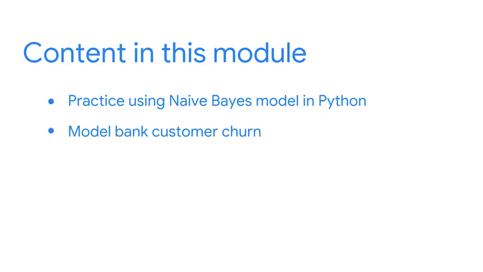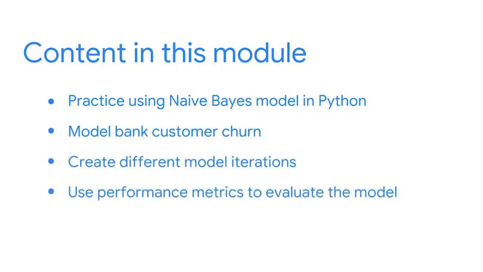In this context, churn is the rate at which customers stop doing business with a company over a given period of time. And for continuous improvement, we'll create different model iterations. Finally, we'll use performance metrics to evaluate how successfully the model addressed the business need.